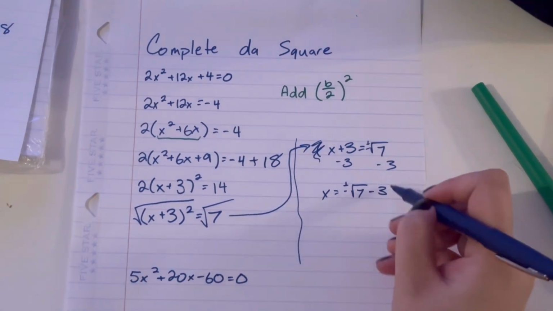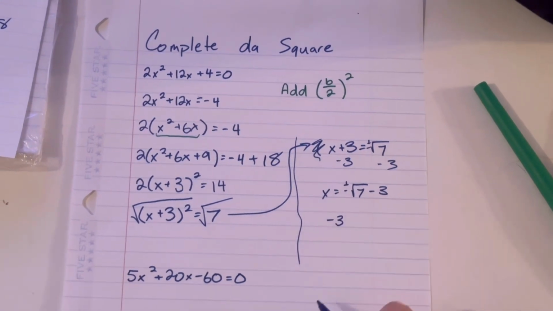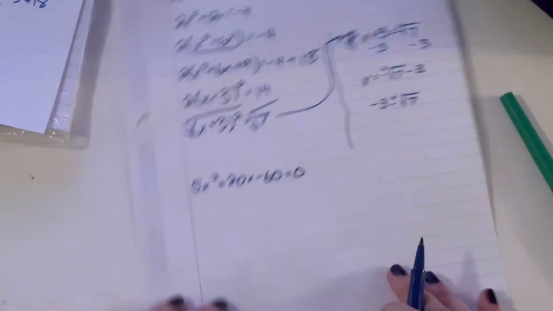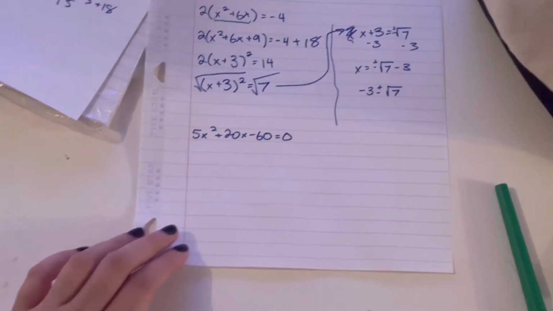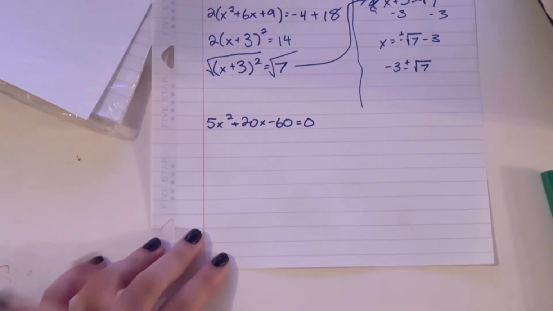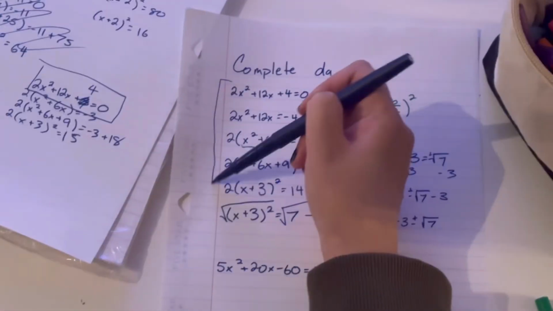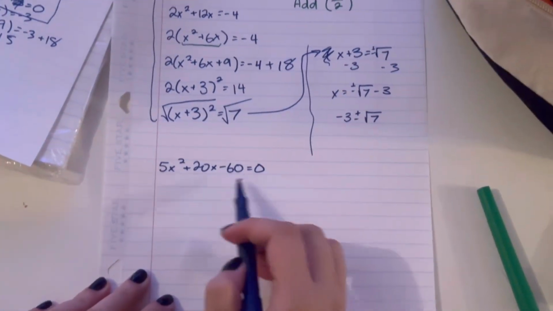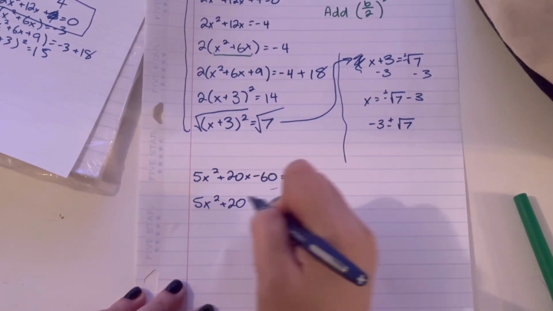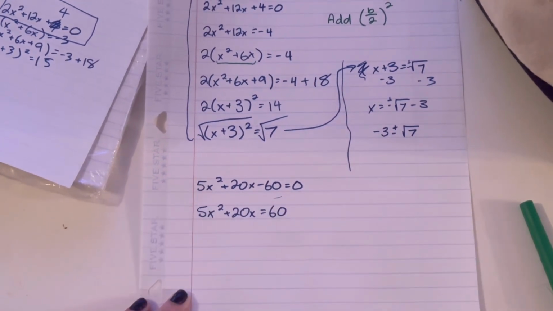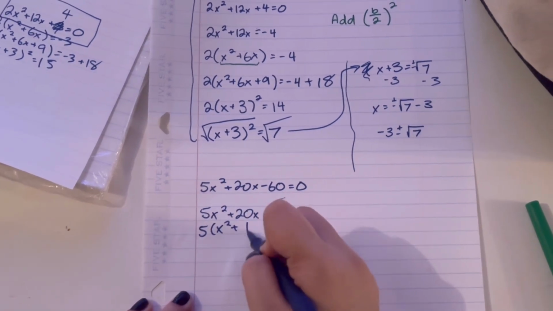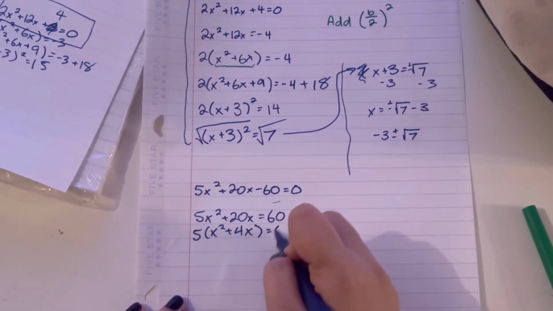Some teachers will write this number first, so you could also see the answer as -3 plus or minus rad 7. Okay, so now let me do this problem from your test. So we're going to move the 60. You might see this and think, oh, I need to factor out 5, but go through this process, okay? Because we're not going to factor 5 out from 60. We're going to move it to the other side. So we'll have 5x squared plus 20x equals 60, positive 60. Then 5 times x squared plus 4x equals 60.